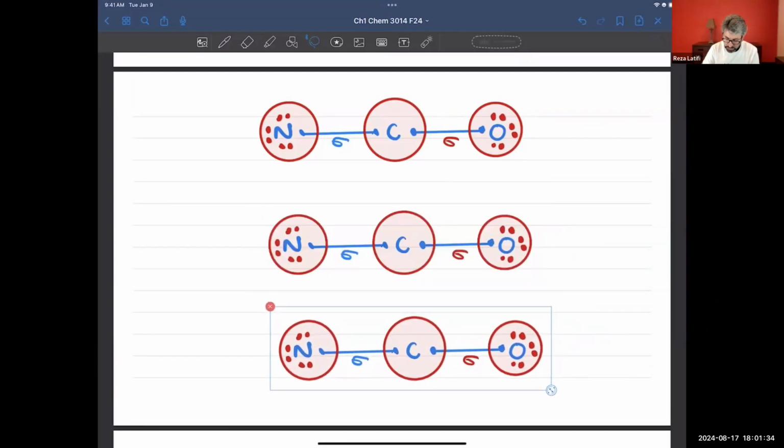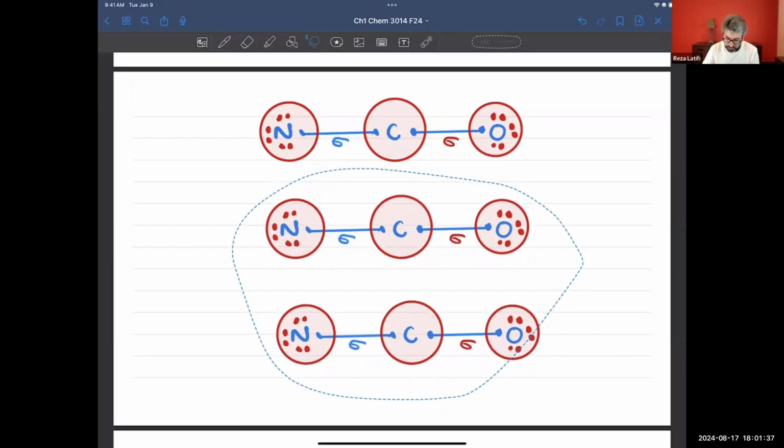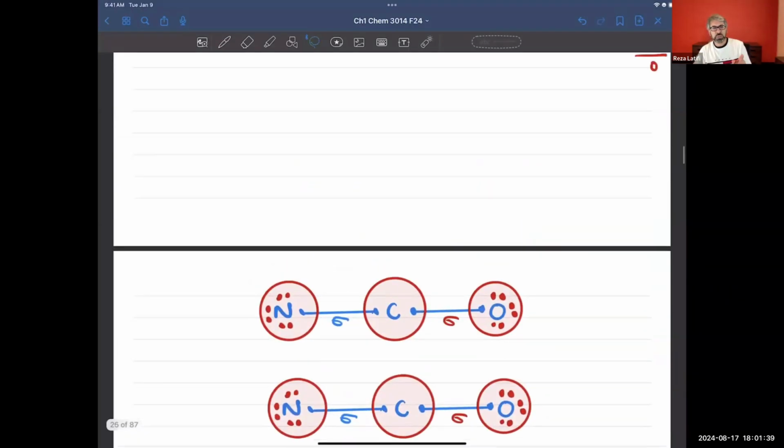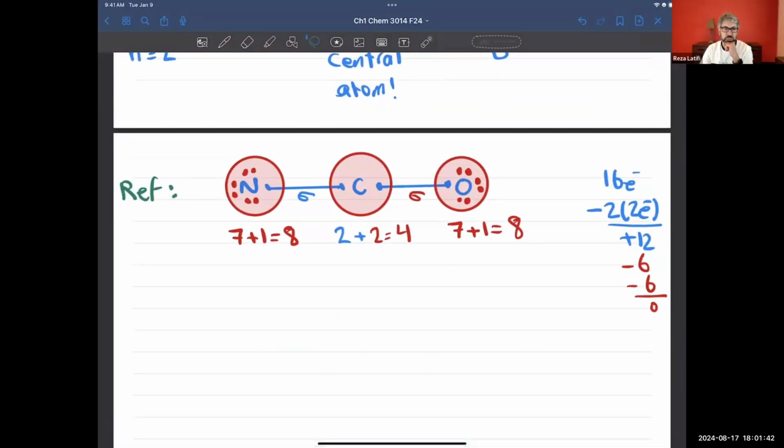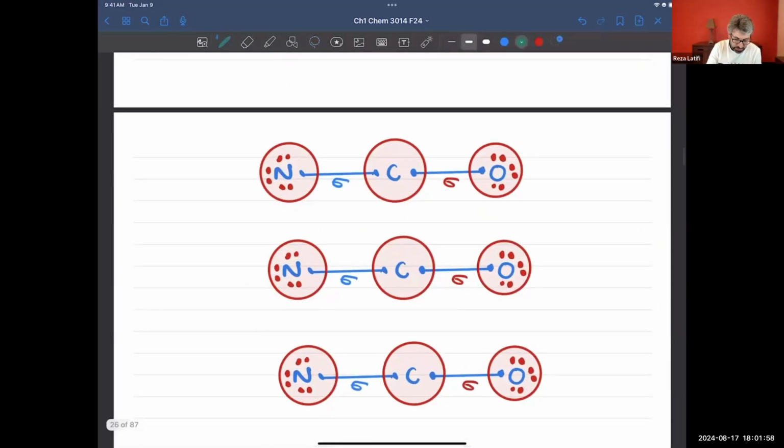Now, what's the first option? In the first option, carbon is missing 4 electrons. We can take 4 electrons from nitrogen, or 4 electrons from oxygen, or 2 electrons from nitrogen and 2 from oxygen to make carbon happy. So for the first option, let's take 4 electrons from nitrogen and share them with carbon.